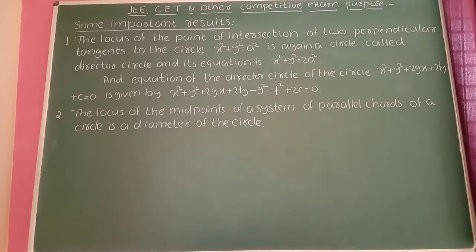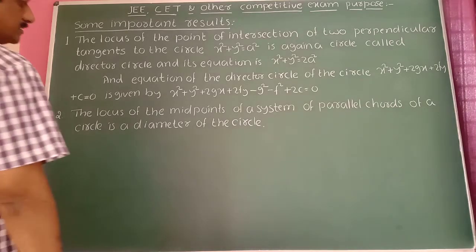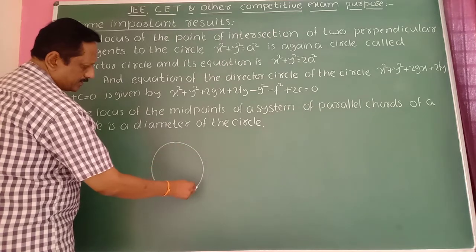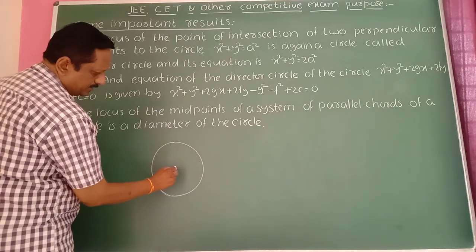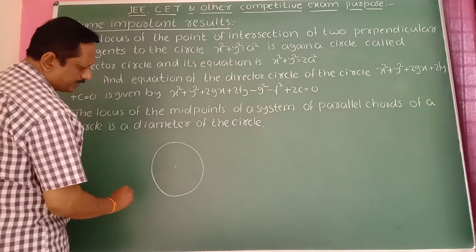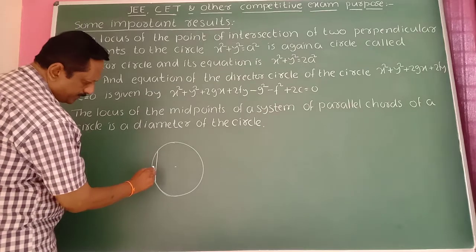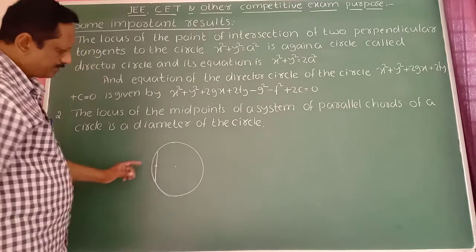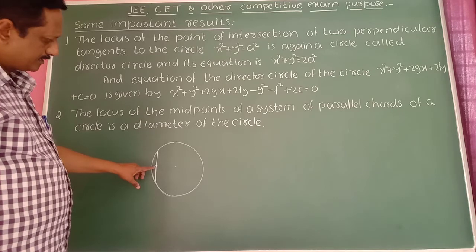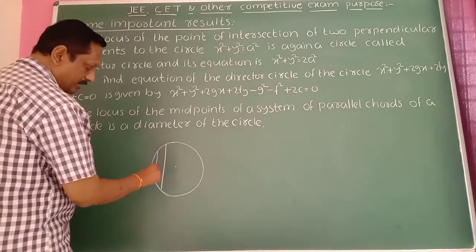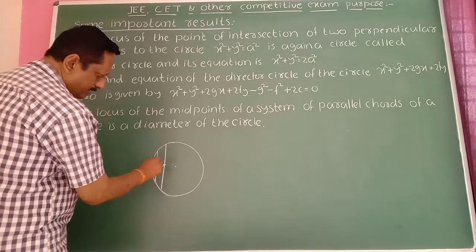So the locus of the midpoints of the system of parallel chords of a circle is a diameter of the circle here. So just observe here. This is one circle here, and this is the center of the circle here. Consider this one chord here. Its midpoint is this here. Consider one more chord here, a parallel chord. Again, midpoint of the chord is this here.